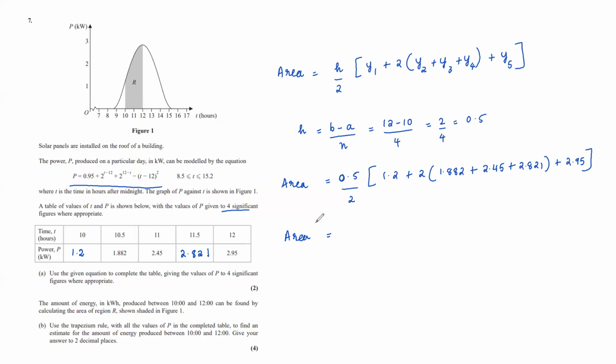First I'm going to multiply 2 with 1.882 and 2.45 and 2.821, which will give me 14.306. I'll add that 2.95 and 1.2 to it, and then I'll multiply it with 0.5 by 2, which is 0.25, which will give me 4.614 as the area. Since it's mentioned to give your answer correct to 2 decimal places, 4.61 will be the final answer.